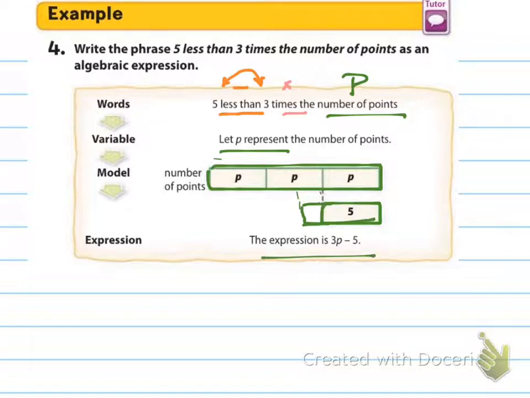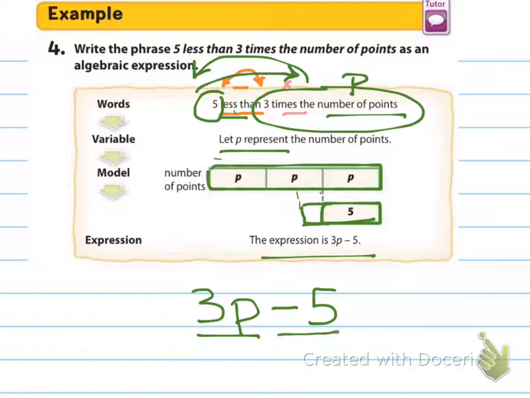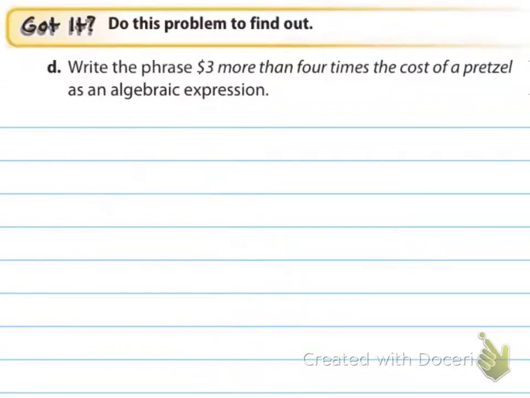So the expression is going to be 3 times P minus 5, because less than tells me I'm going to flip-flop. Well, this whole thing is one part, and this is the other part. So when I flip-flop, this is going over here, and this is going over here. So now we have 3 times the number of points, which is 3P, less than minus 5. Okay, so 3 times P minus 5.